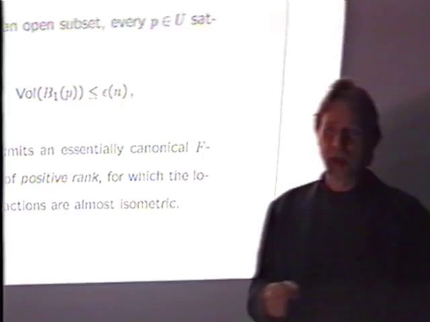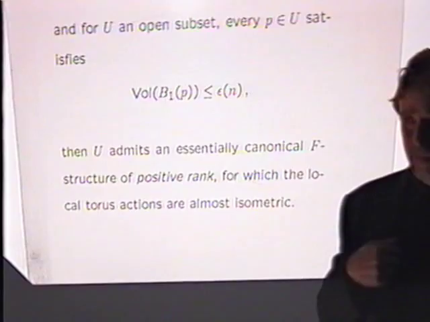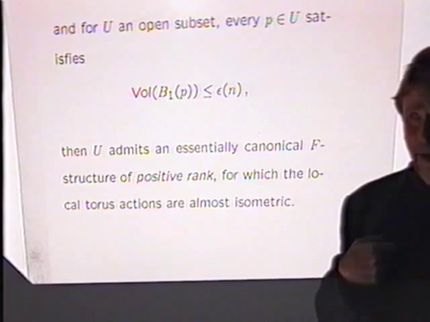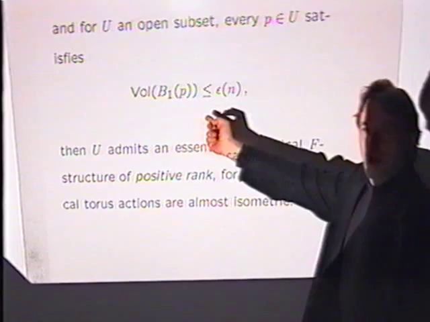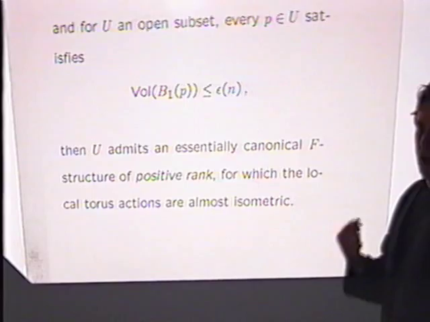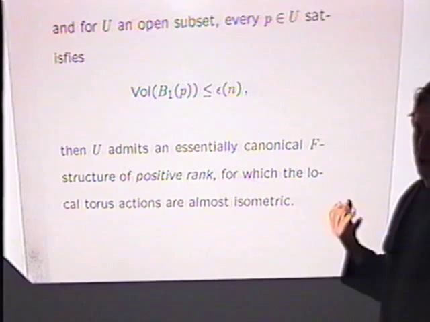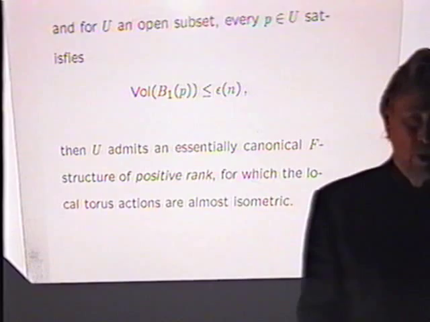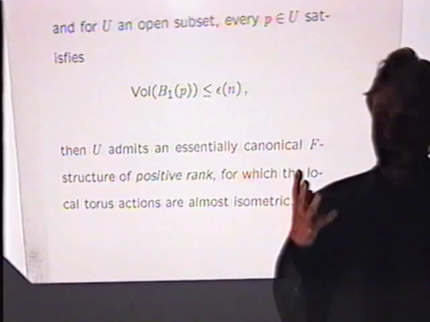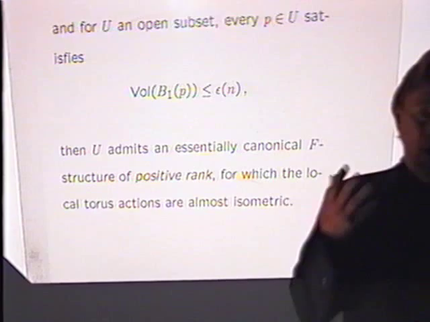And moreover, you can make it so that the action is almost isometric of these tori. So in other words, once it's this small, you will have such a structure, and the actions will look pretty isometric. But if it's even more collapsed than this, then you can make the actions even closer to being isometric. In fact, another way of saying it is that you can average the metric over the actions and get one that's close to this, change the metric slightly, and for the new metric, which will also have bounded curvature and will be close in a suitable sense to the one you started with, the actions really will be isometric. You start with some metric of bounded curvature.